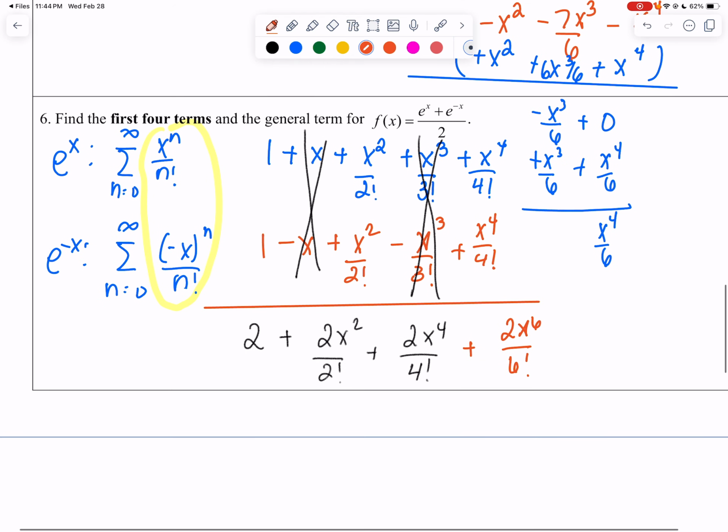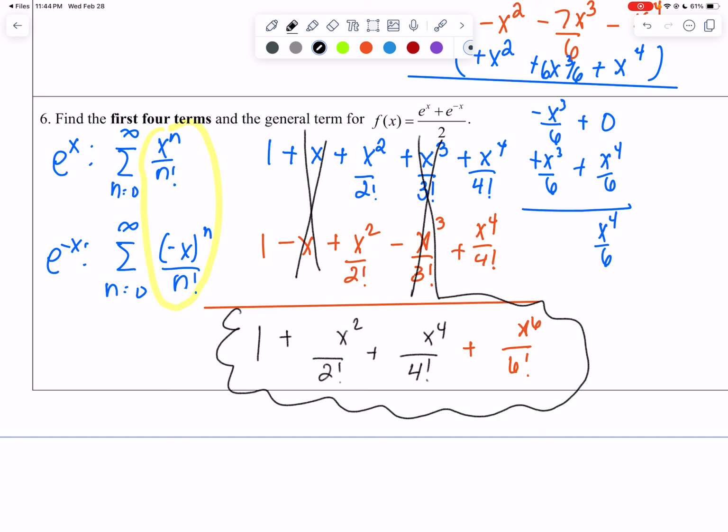Okay. Once I do that, I'm going to divide everything by 2 now, which means that this cancels out, this cancels out, this cancels out, and this cancels out. Well, this becomes 1. And I get 1 plus x squared over 2 factorial plus x to the fourth over 4 factorial plus x to the 6 over 6 factorial, which is going to be my first 4 terms.